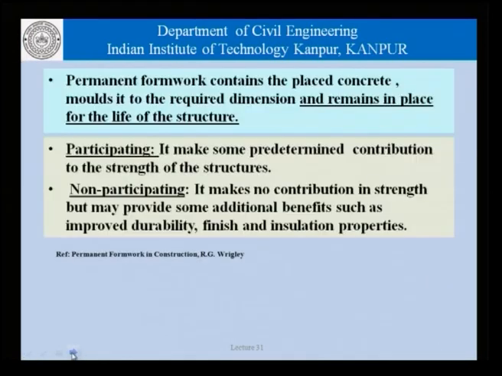Now, coming to special formworks, let us first talk in terms of what is called permanent formwork.